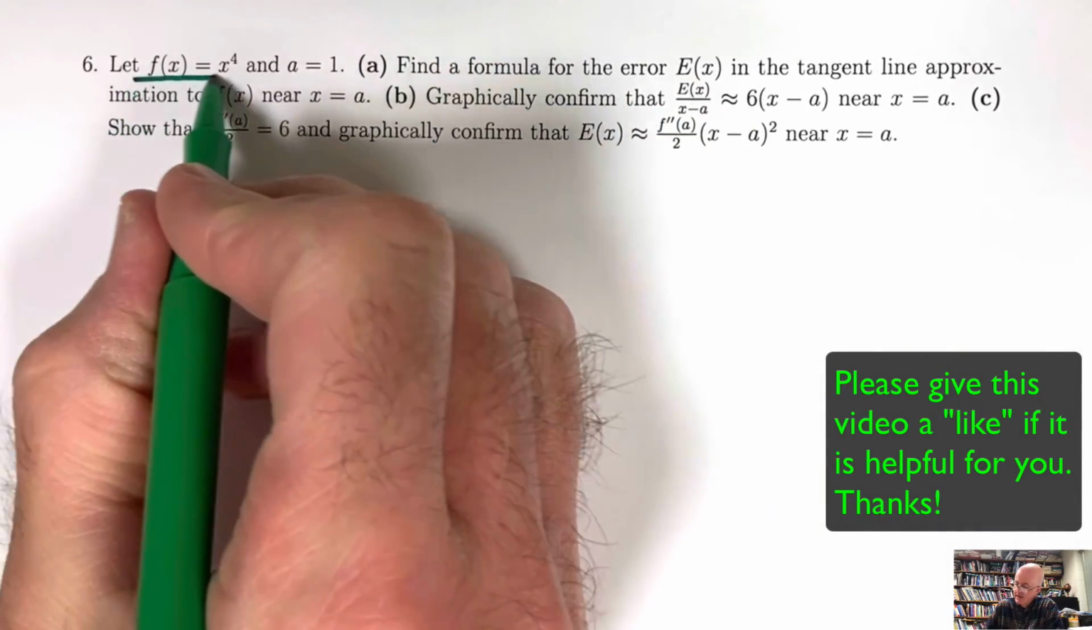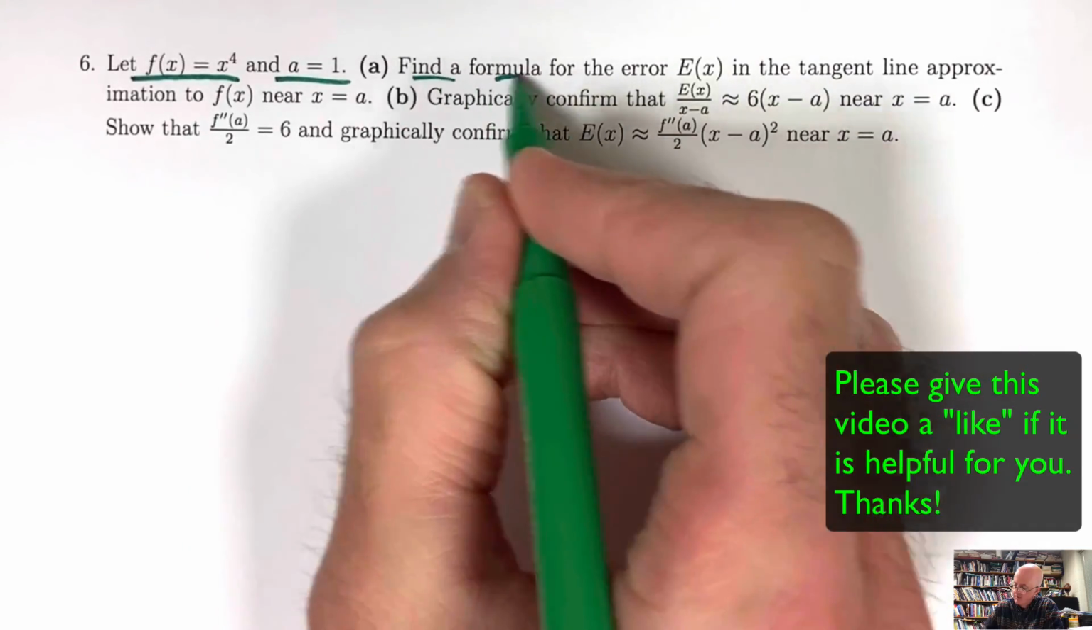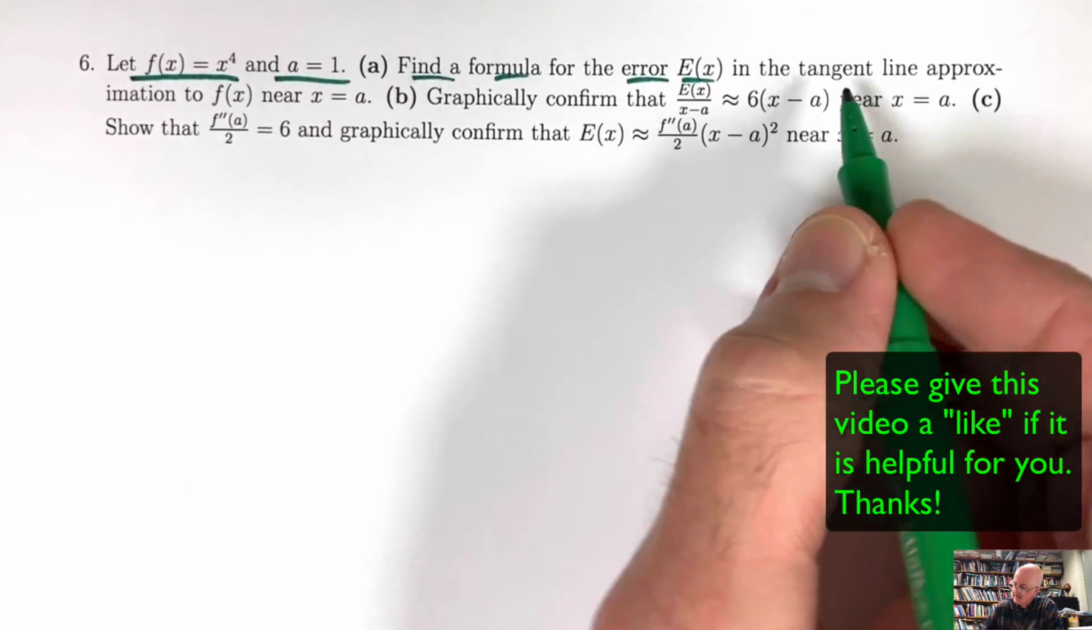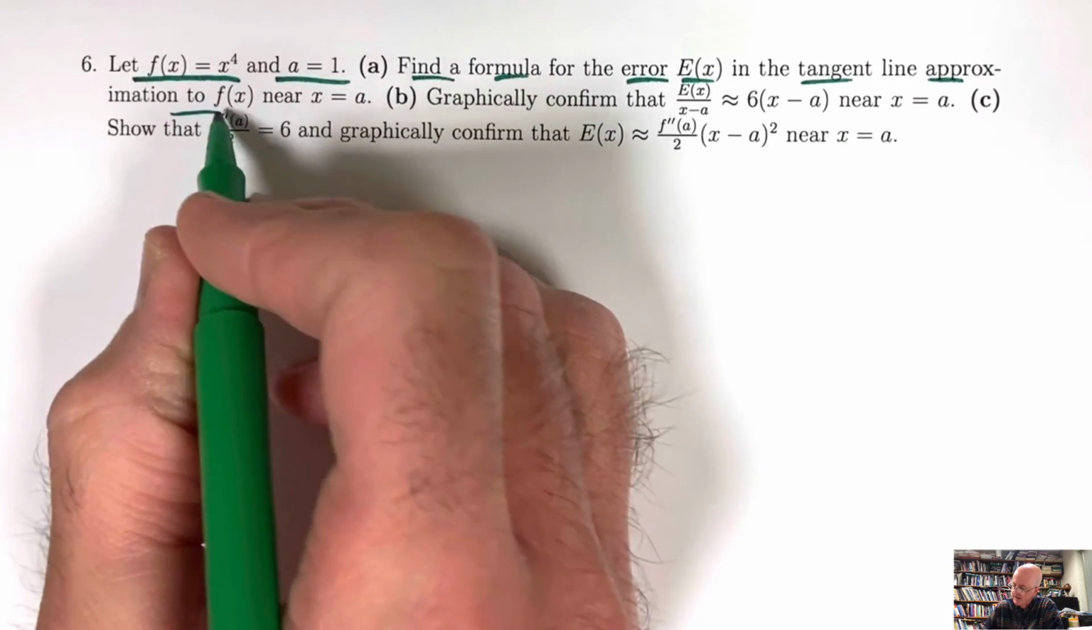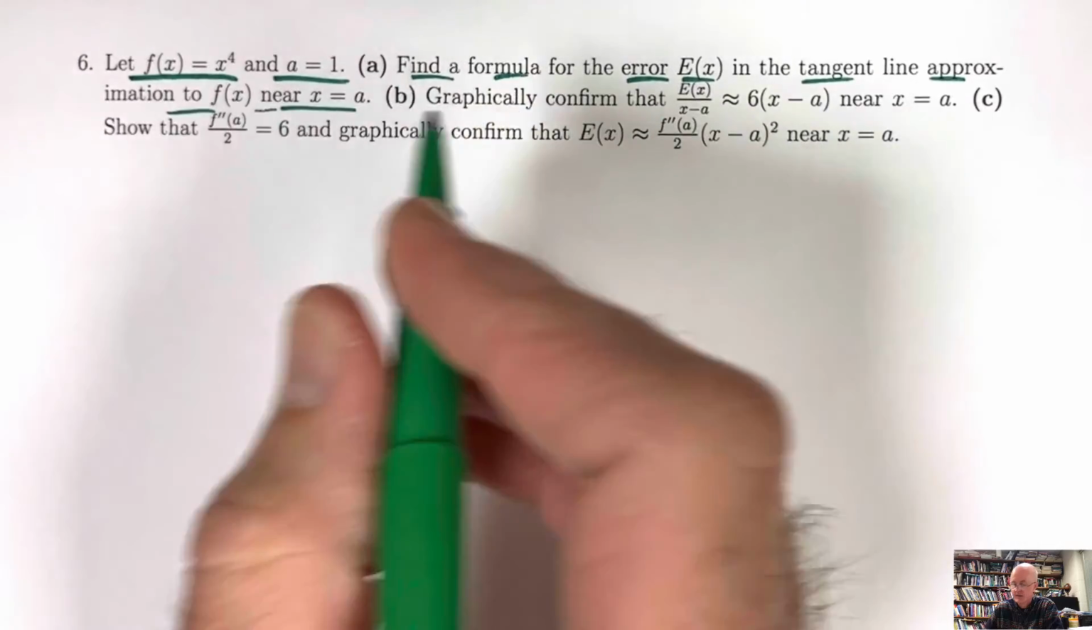Let f of x equal x to the 4th and let a equal 1. Part A says find a formula for the error e of x in the tangent line approximation to f of x near x equals a. You remember that problem where we were thinking about errors graphically and we said that it depends on x. The error is different for different values of x. That's what's going on here, and we want to actually find a formula for the error.